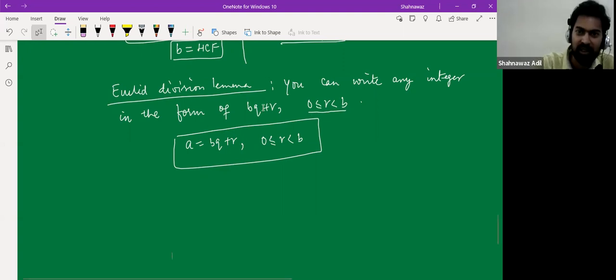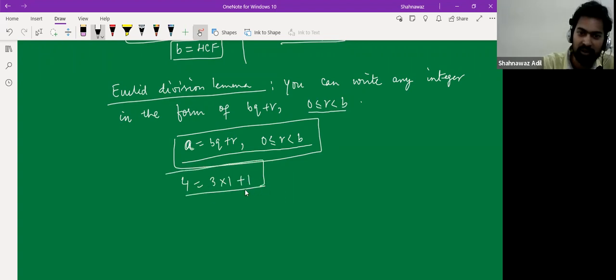Yes. So you can write any number in this form. So this is the Euclid division lemma, right? So you can write 4 as 3 into 1 plus 1, right? So this is the Euclid division lemma, right?